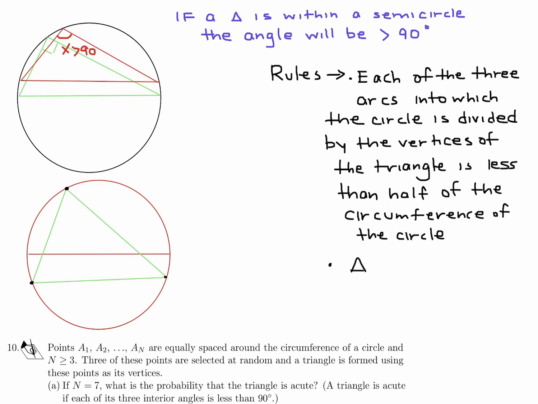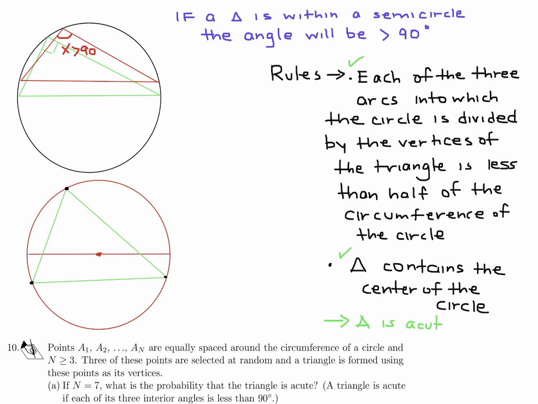Rule number 2: the triangle contains the center of the circle. Now, does this triangle contain the center of the circle? What is the center? Well, it's approximately here, right? That's the diameter, so the center is about there. Is the center inside the triangle? Yes, it is. So for this particular triangle, I have satisfied both rules, and therefore, this triangle is acute. So, this is the rule we have to follow.